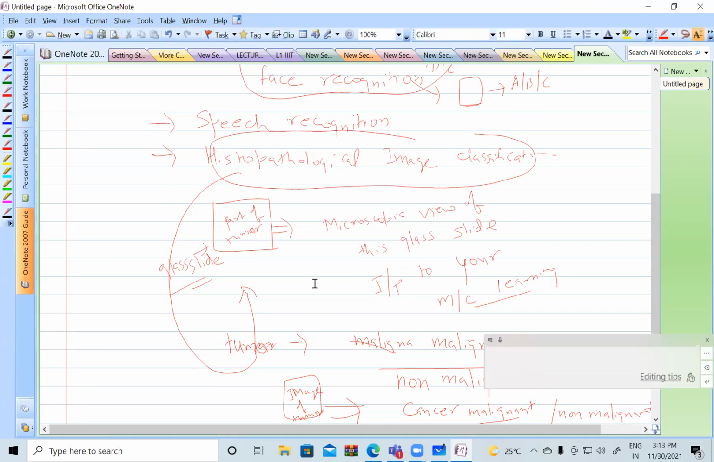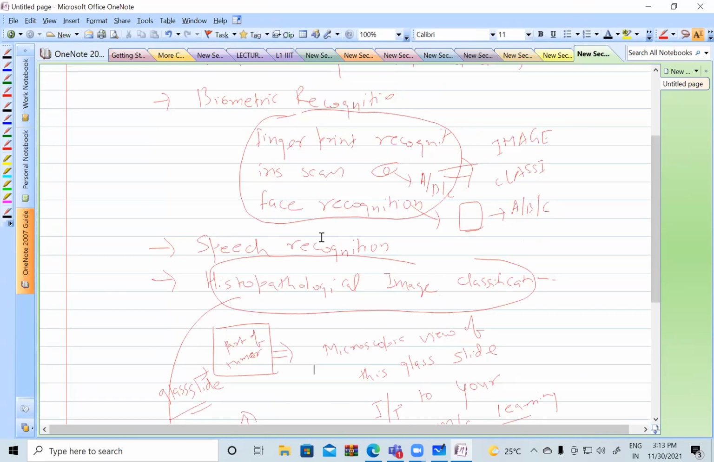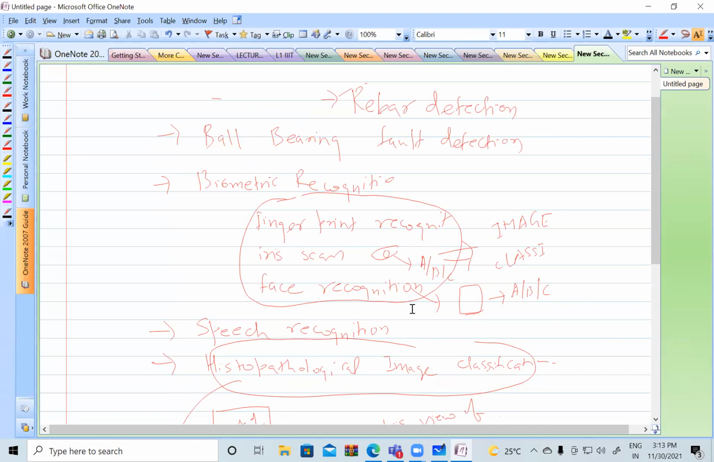Here we have seen quite a lot of problems. These problems were from different domains: histopathological image classification, fingerprint recognition, iris scan, face recognition. These all had a common characteristic. What is that common characteristic? All these problems have image as an input. Now we will consider the second category of problems.